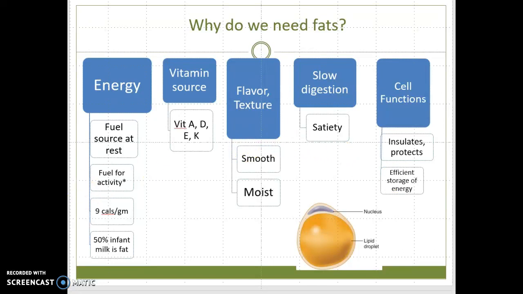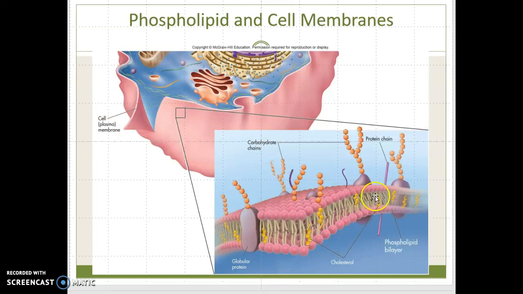So those are some of the necessary reasons for fat. And you can see the phospholipid again in the cell membrane. It's structural. It has to be there. If this breaks down, your whole cell commits suicide. So we need fat for that purpose.